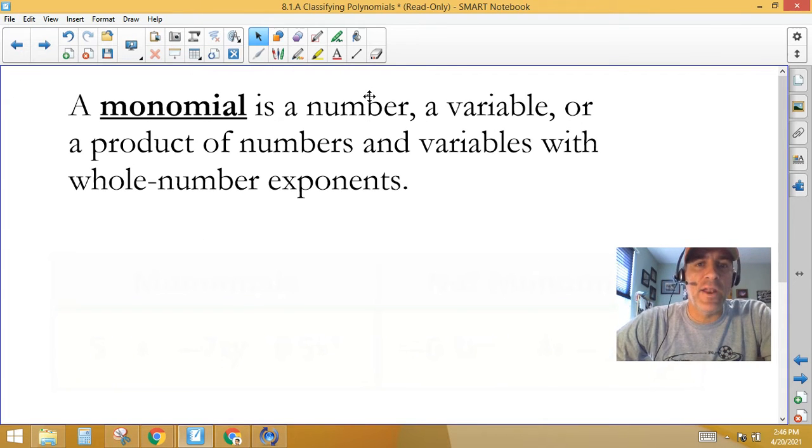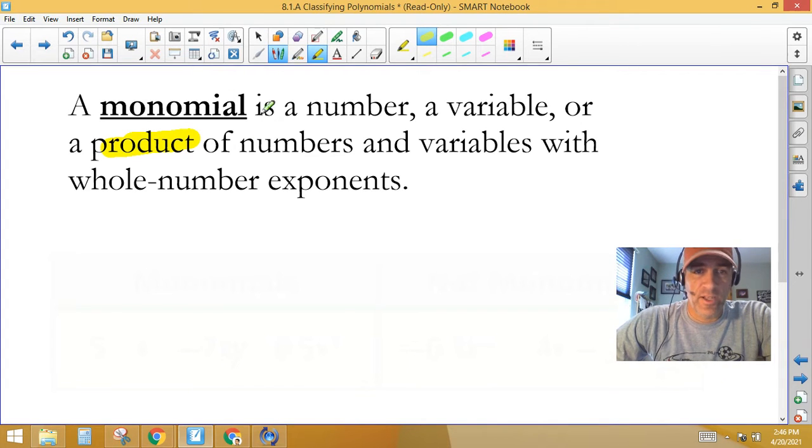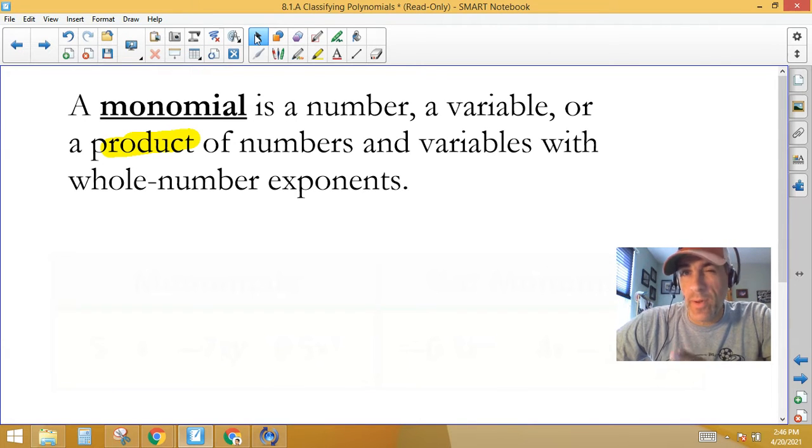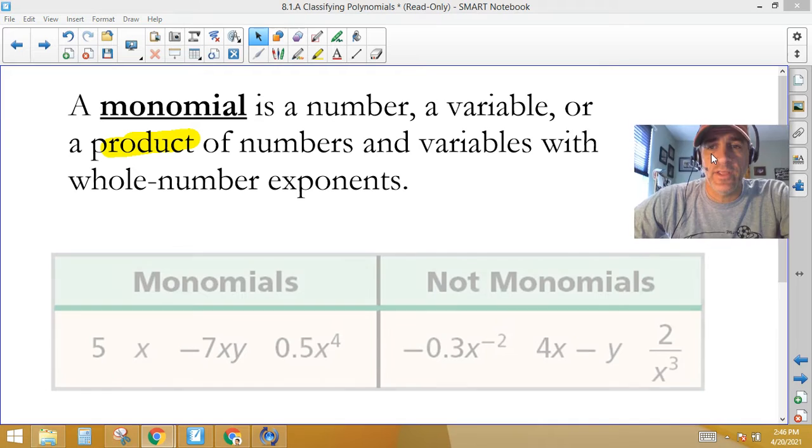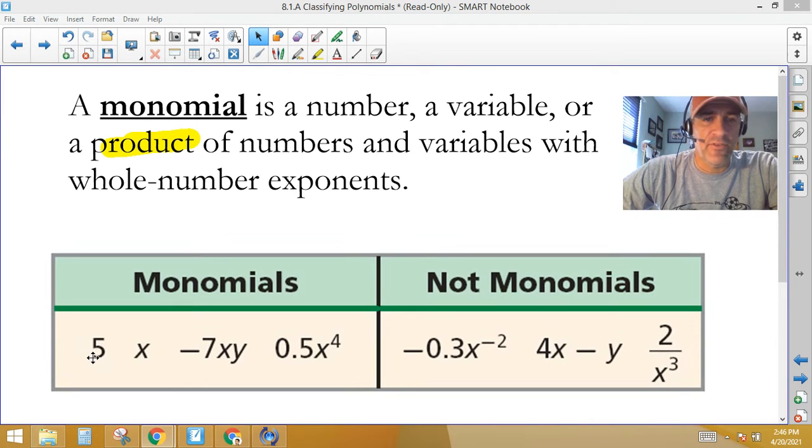First thing, a monomial. Prefix mono is one. So a monomial is going to be a number, a variable, or a product of numbers or variables with whole number exponents. So the exponents have to be whole numbers, meaning they have to be positive. Here are some examples of monomials. 5 is a monomial, x, negative 7xy, even though there's three different pieces to it, they're all multiplying together, hence it's a product of numbers. So negative 7xy is a monomial.